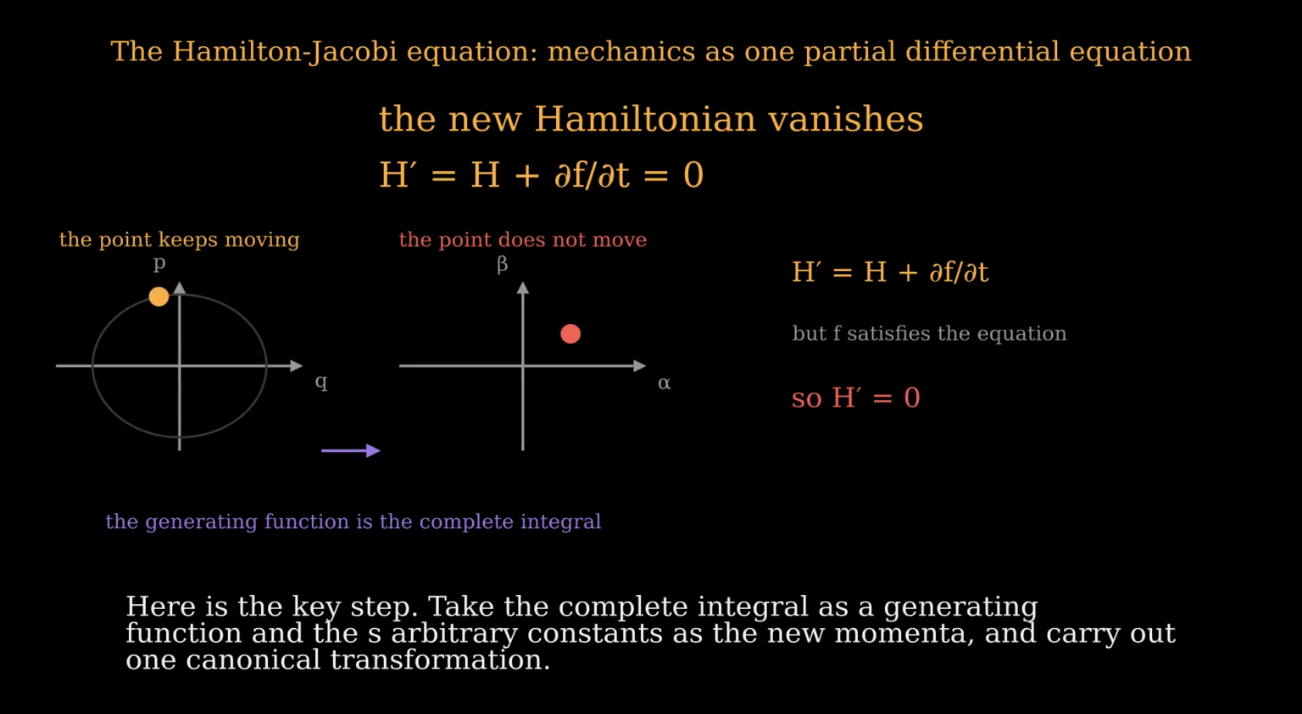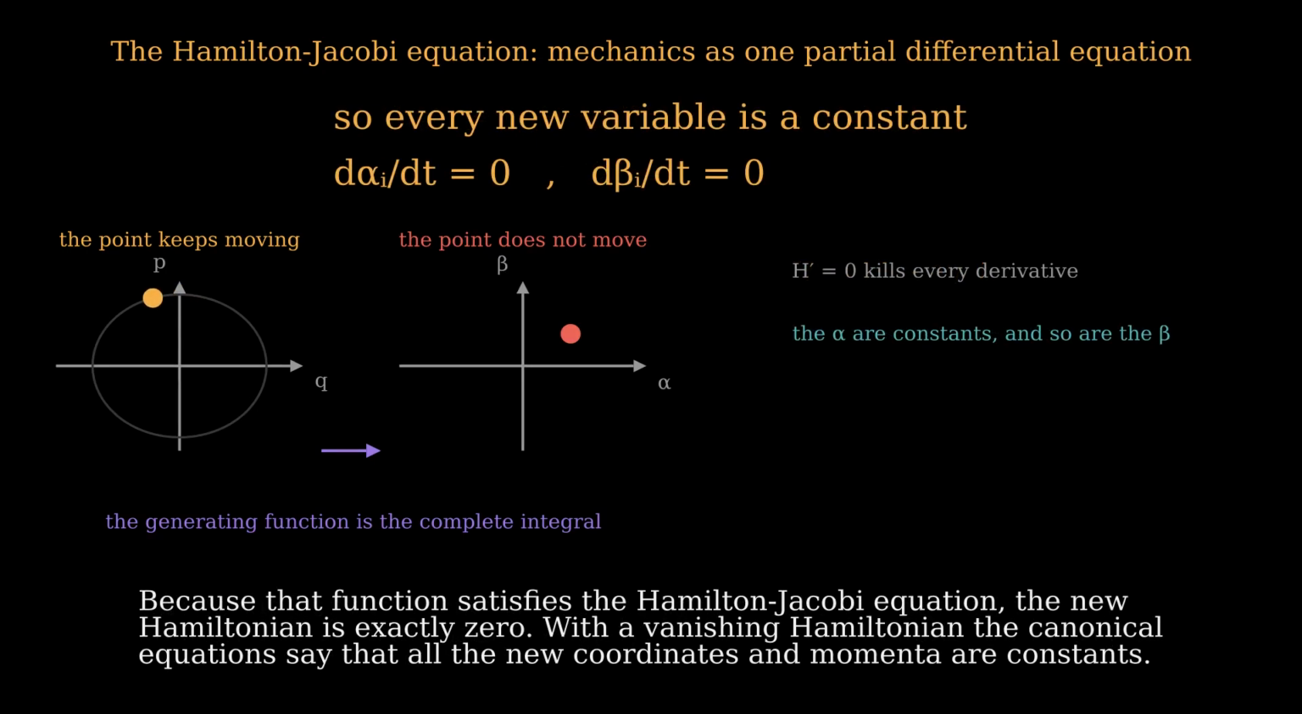Here is the key step. Take the complete integral as a generating function and the s arbitrary constants as the new momenta, and carry out one canonical transformation. Because that function satisfies the Hamilton-Jacobi equation, the new Hamiltonian is exactly 0. With a vanishing Hamiltonian, the canonical equations say that all the new coordinates and momenta are constants.